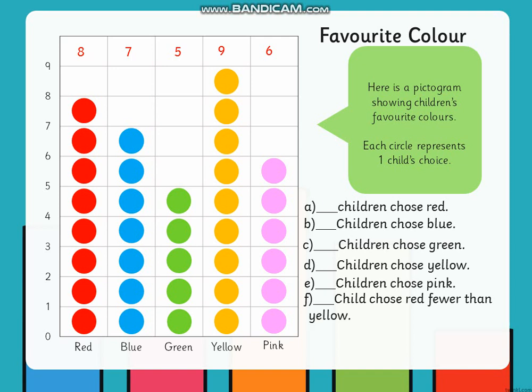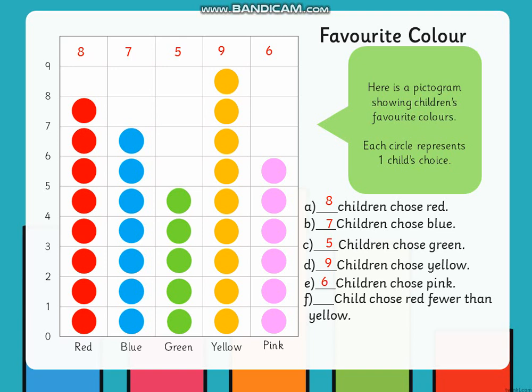How many children chose red? Very good, it's very easy. There are 8. Now how many children chose blue? Very easy as well. It's in front of us. 7. How many children chose green? 5. Perfect. How many children chose yellow? Perfect, it's 9. And how many children chose pink? Perfect, it's 6. Now the last question.